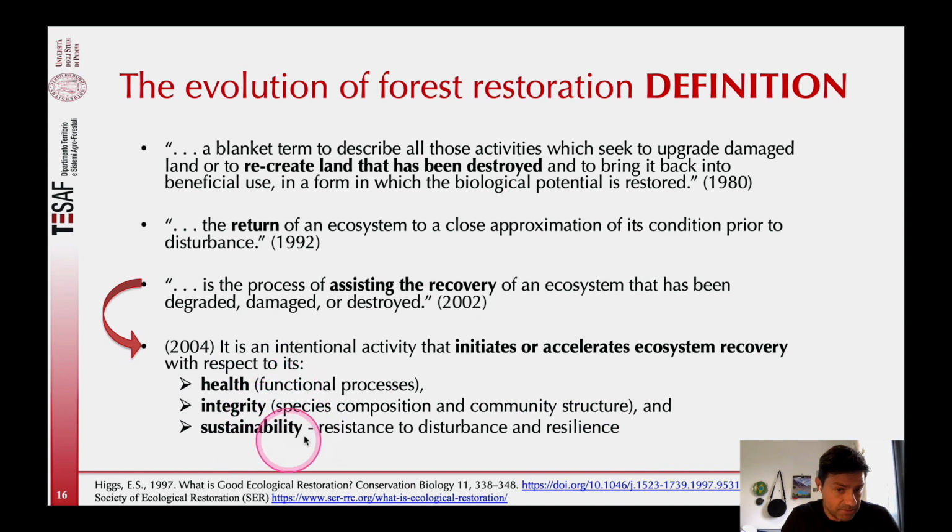And sustainability also is that the same composition of species has to be able to absorb impacts and rebuild naturally if it happens. So the three main concepts around the definition of forest restoration nowadays are those three: health, integrity, and sustainability. So when you do a restoration project, when you restore a piece of land or a landscape or whatever, you have to have those three main principles, let's put it this way, in your mind.